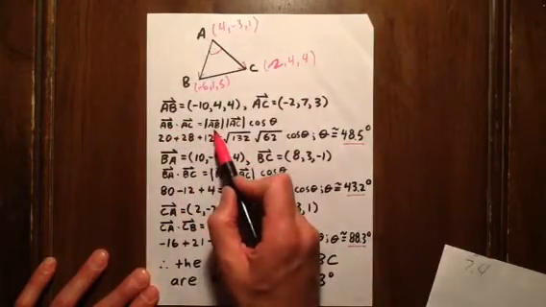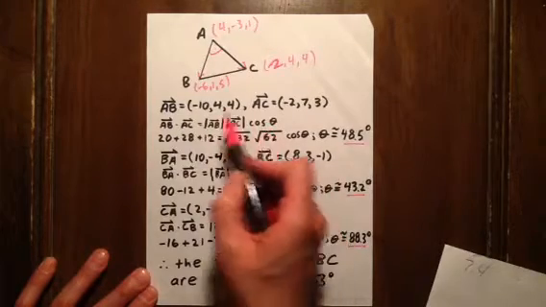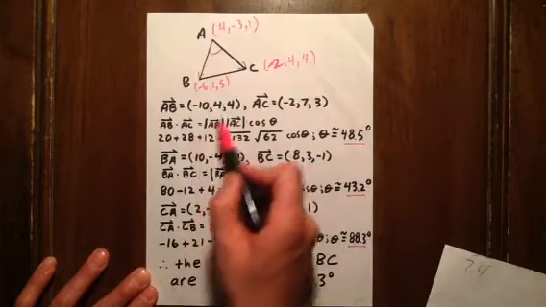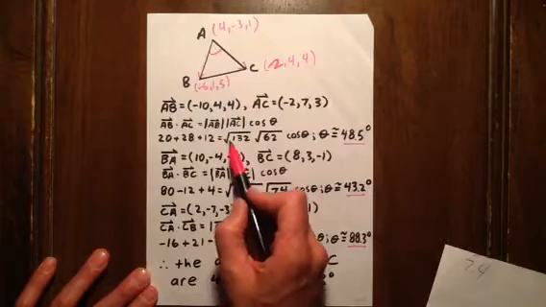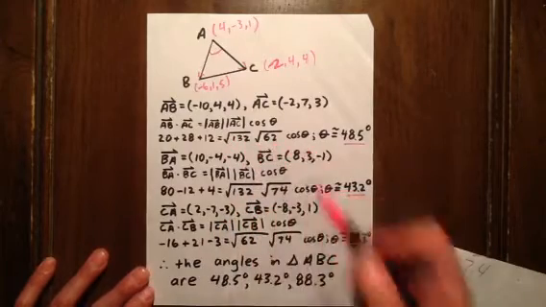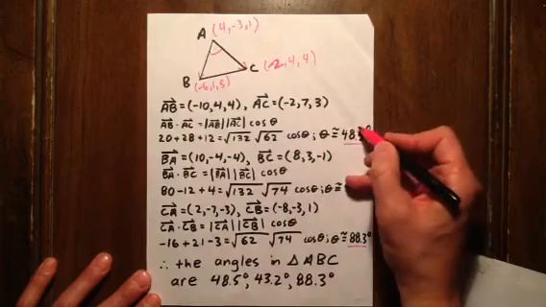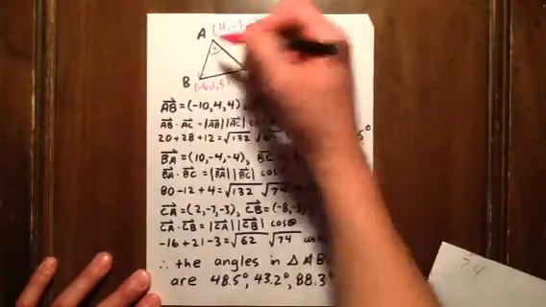AB dotted with AC is magnitude of AB, magnitude of AC, cos theta. -10 times -2 is 20, 4 times 7 is 28, 4 times 3 is 12. 20 plus 28 plus 12 is root 132, root 62, cos theta. When you solve for cos theta, you get that theta is approximately 48.5 degrees. We got one of the angles.